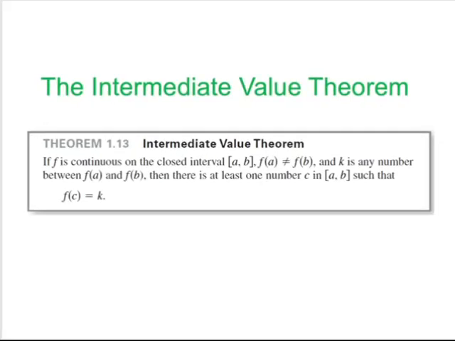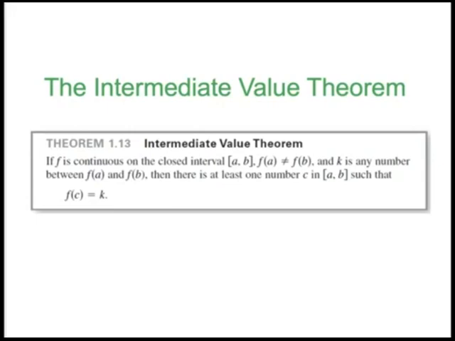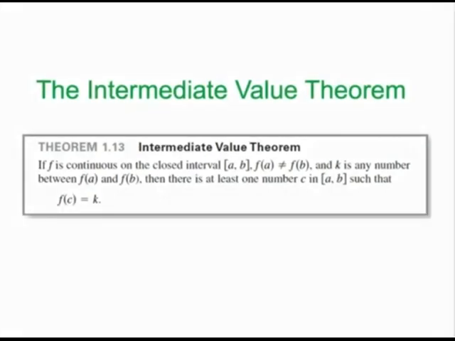In the previous slide, we showed that if a car is driving along the road and it increases its speed from 50 miles per hour to 100 miles per hour between times A and B, then there must exist some time C between times A and B such that the speed of the vehicle is 70 miles per hour. So keeping that scenario in mind, let's go over the intermediate value theorem. So we have theorem 1.13, the intermediate value theorem.